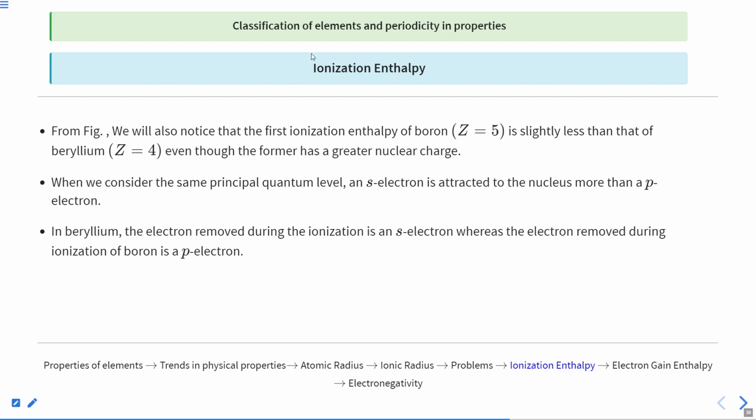Now when we consider the same principal quantum number, an s electron is attracted to the nucleus more. So this thing we have done. In beryllium, the electron removed during ionization is an s electron, whereas in the case of boron, it is a p electron removed. So that is the reason beryllium requires more energy. Okay.